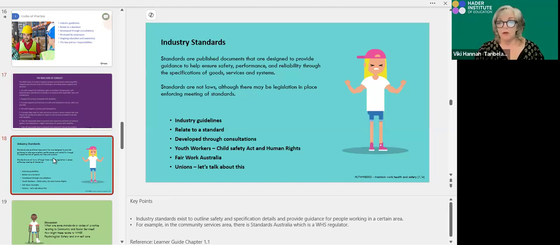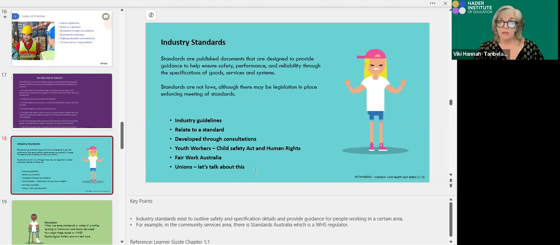They're good sites to go to. So your industry standards, have a look at your guidelines, your policies and procedures. It will relate to a standard, it might be child safety, developed with consultation with industry and peak bodies. Youth workers, oftentimes it will be the Child Safety Act and Human Rights, Fair Work Australia, and unions.